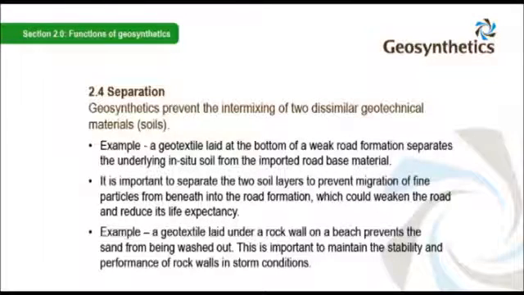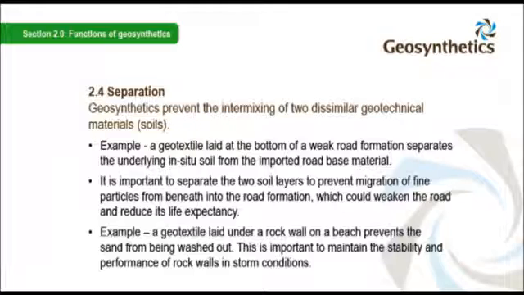Geosynthetics prevent the intermixing of two dissimilar geotechnical materials, soils. Example 1. A geotextile laid at the bottom of a weak road formation separates the underlying in situ soil from the imported road base material. It is important to separate the two soil layers to prevent migration of fine particles from beneath into the road formation, which could weaken the road and reduce its life expectancy.